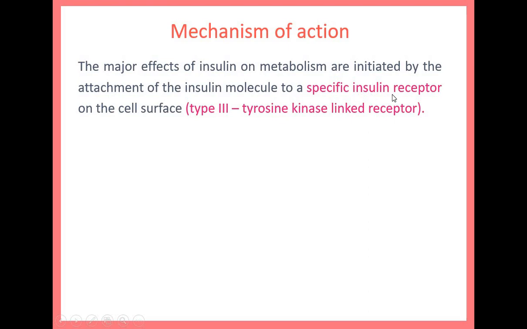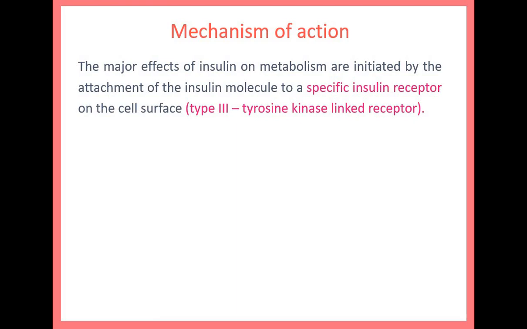These receptors are specific insulin receptors, which are type 3, that is tyrosine kinase linked receptors. Now, you may not know the types of receptor, but I will briefly highlight them. There are 4 types of receptor: type 1, type 2, type 3, and type 4. Type 4 are nuclear receptors. We discussed thyroid hormones, and the nuclear receptors there were type 4. The rest of the 3, type 1, type 2, and type 3, are located on the cell membrane. They are cell surface receptors.